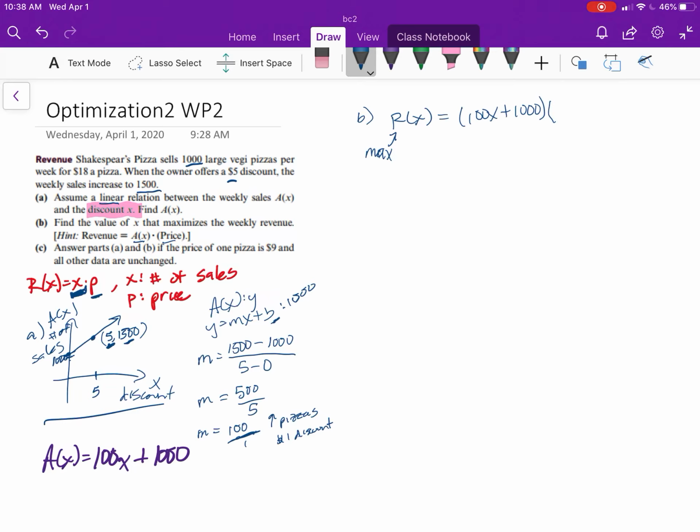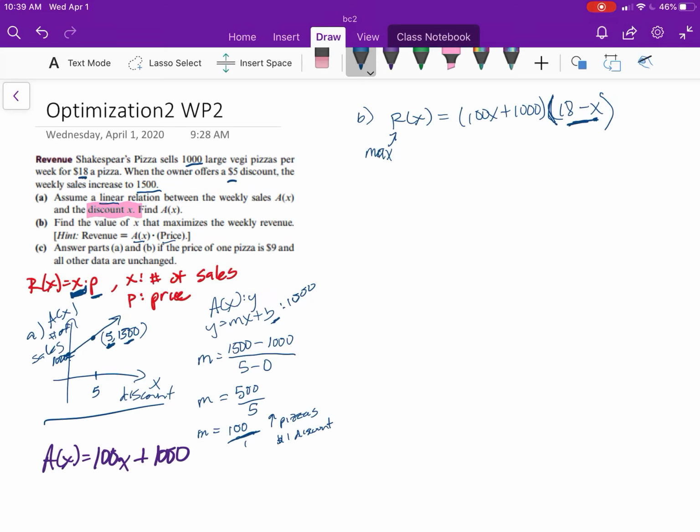The price, well, the original, this part's weird too. The original price was $18, but we're taking off a discount. The thing is, I don't know what the discount is, right? If it were a $5 discount, the price would be 13. So 18 minus 5 is 13, but say the max value is like $2 discount, then this would have to be 16, and that's why it's 18 minus x.